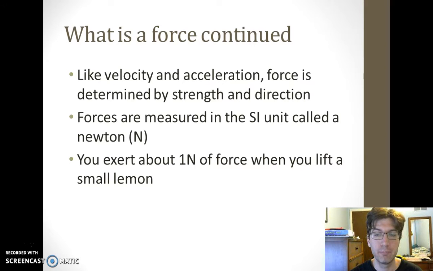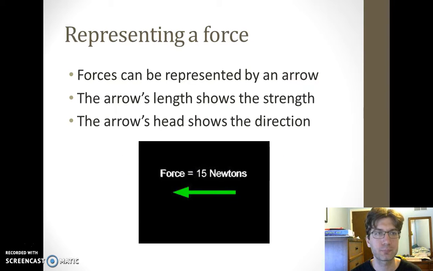Forces are going to be measured in newtons. Newtons will be abbreviated by a capital N. Just to give you an idea, you exert a force of about 1 newton when you decide to lift a small lemon. So just picking up a small lemon, 1 newton of force required.